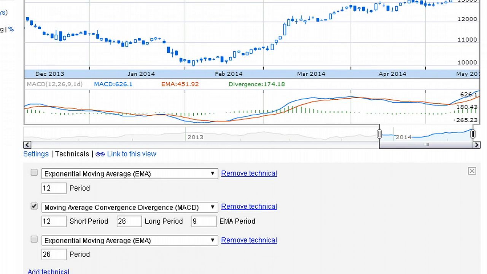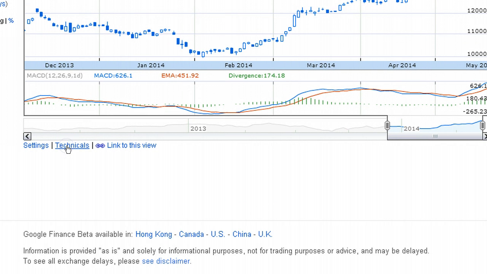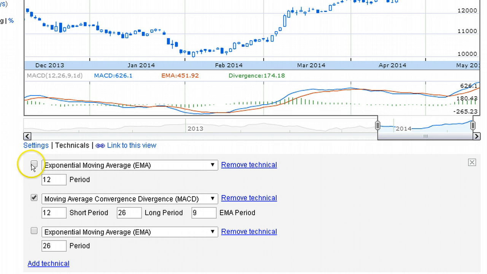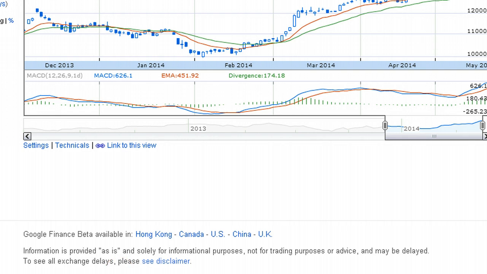And at the bottom, at the technicals here, you can go in and choose the EMA, 12-day EMA and 26-day EMA. For MACD, the default period is 12, 26, and 9. So these values come in by default. Once you add it, you'll get the technical indicators coming up on the chart here.